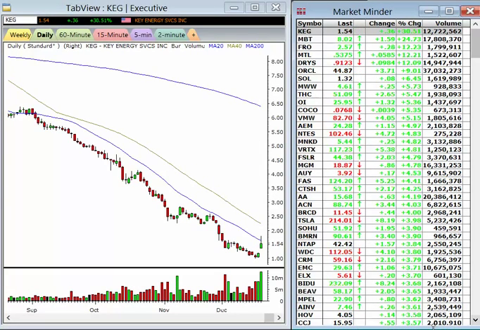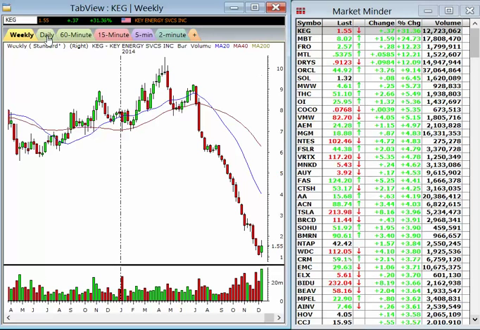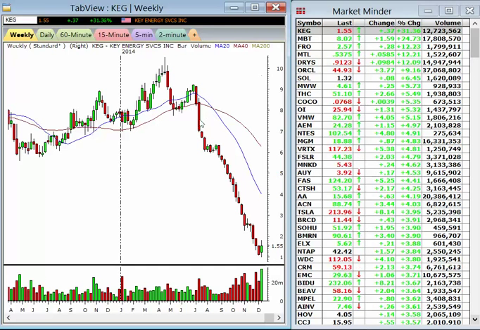So after the market's closed, or even when the market's open like it is now, you can do this. Usually you have a chart, and you link the minder to the chart. Look at this keg. Good Lord, look at this weekly chart. A classic head and shoulders: shoulder, head, shoulder, breaks the neckline, and the old girl is off to the races.